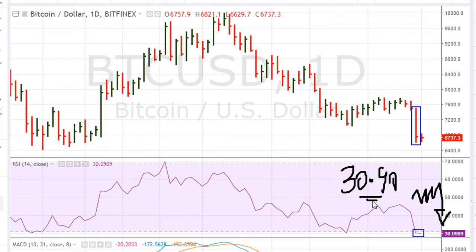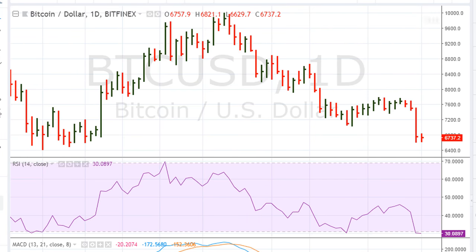Another way of saying that is the only way it starts recovering is once it holds support and moves back above 30.9, just like it did when it bounced above the 30.9 level here for a short-term entry. So you can't expect a bounce as long as it is trading below 30.9. The best thing to do if you want to go long for a short-term trade would be to wait for it to move back above 30.9.